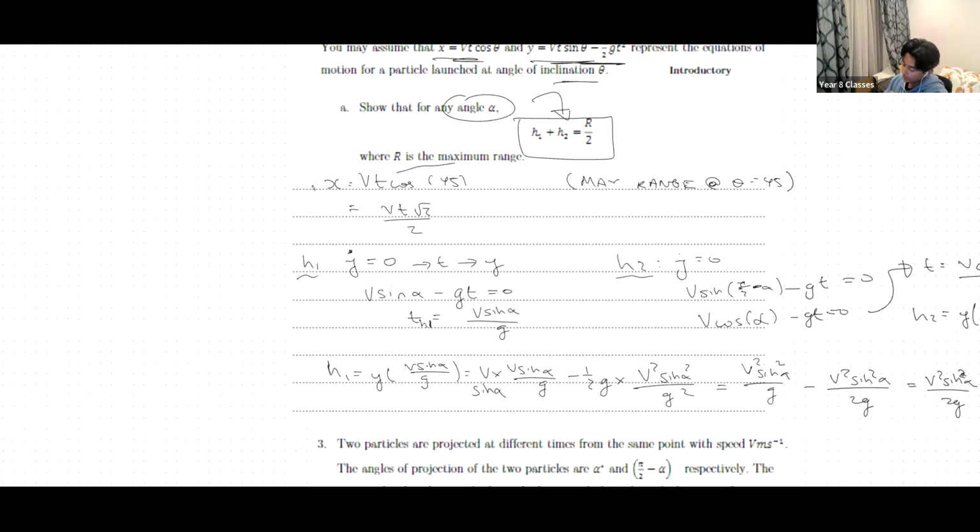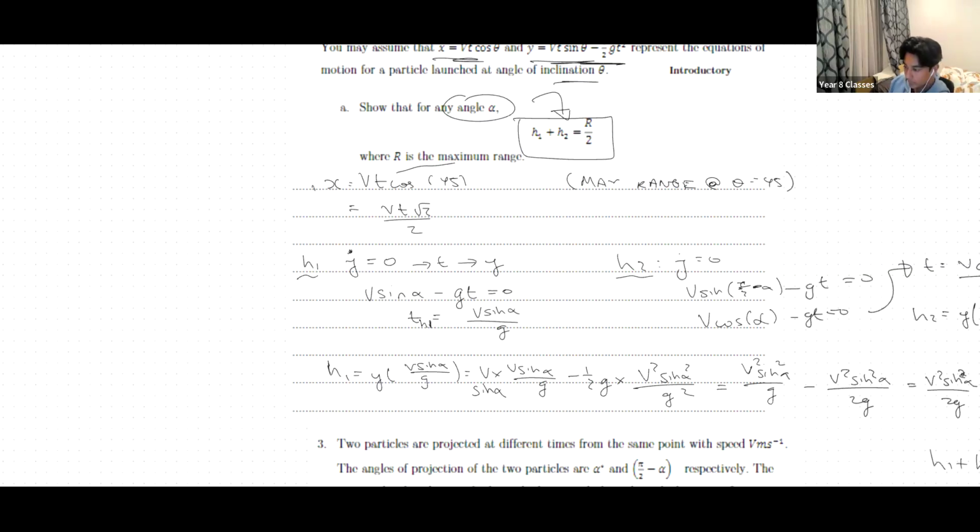I just sort of simplified it. Just check if your simplification is the same as the one I'm writing off the top of my head. And then that just gives h2 equals v squared cos squared a on 2g. Agreed. Now, what is h1 plus h2 going to be?